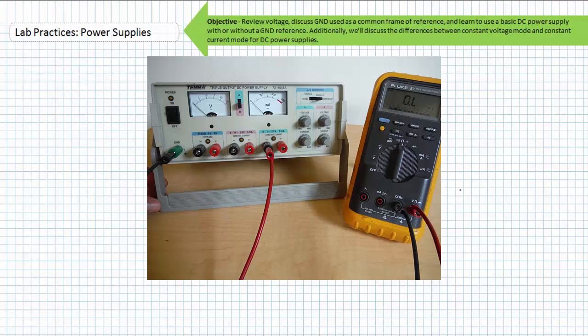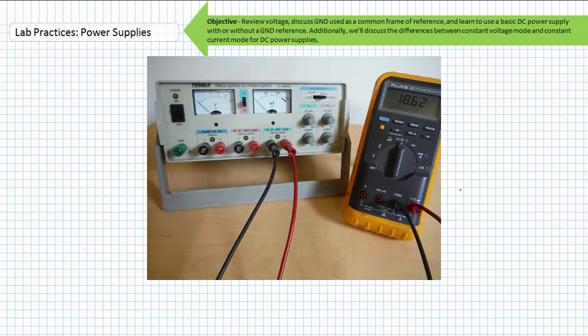All our previous measurements have been without reference to ground. These terminals are independent from ground. While we're at it, let's do a continuity check between terminals. The resistance between the two A terminals is 18.62 kiloohms. This is the resistance of this source while it's off.